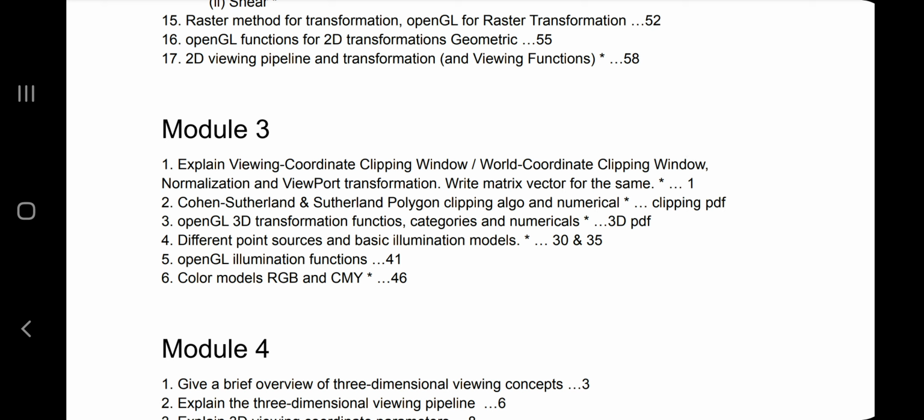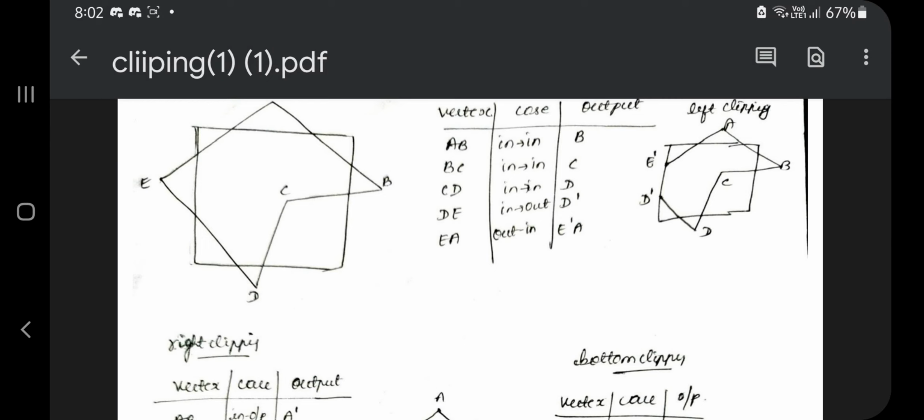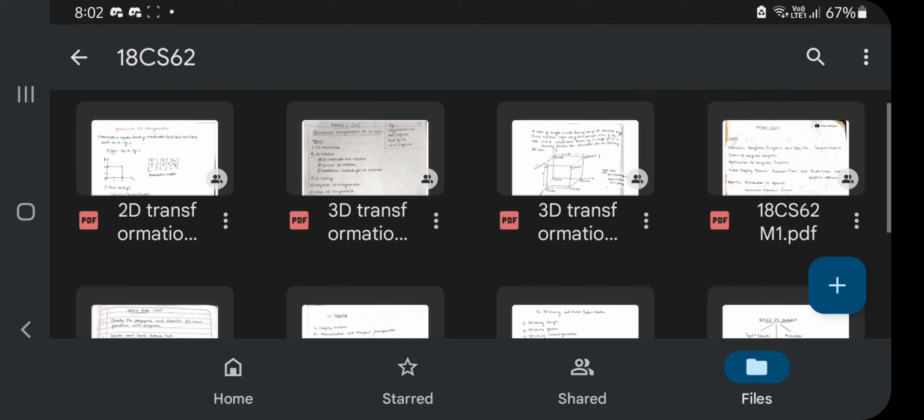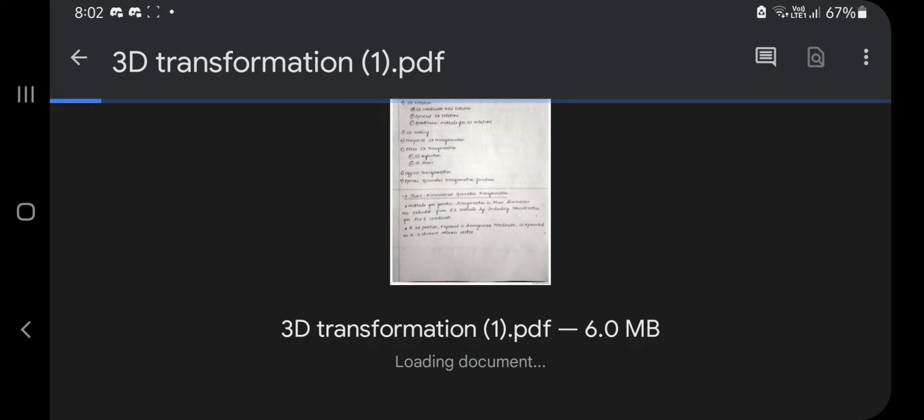So let's move on to the last topic, which is 3D transformation functions, categories and numericals. 3D numericals are not as many, and mostly it is just theory. I'll tell you the important concepts and which transformations you have to keep in mind. Go to the 3D transformations PDF. The numericals PDF is also there. If you want, you can have a look, because none of the previous year papers have asked even a single 3D numerical question. 2D numericals have been asked, but 3D numericals have not. So even I am not studying for that, and if you want, you can have a look. I have anyways uploaded the PDF.